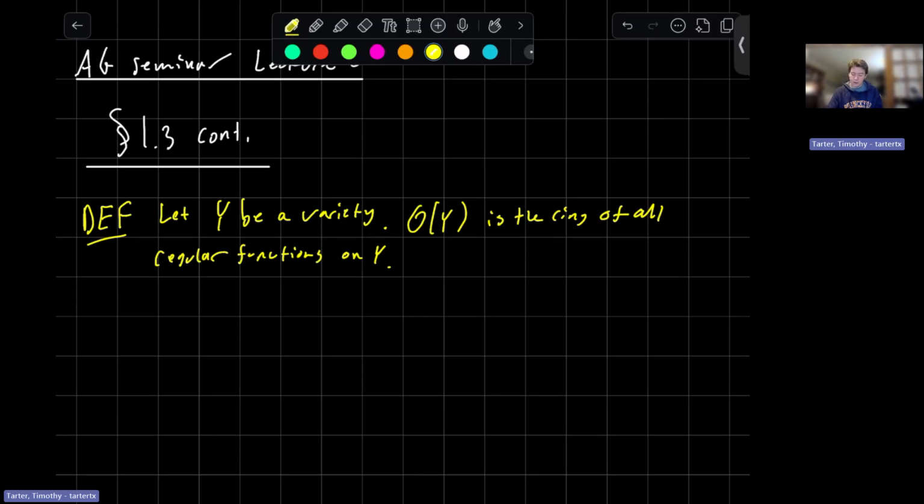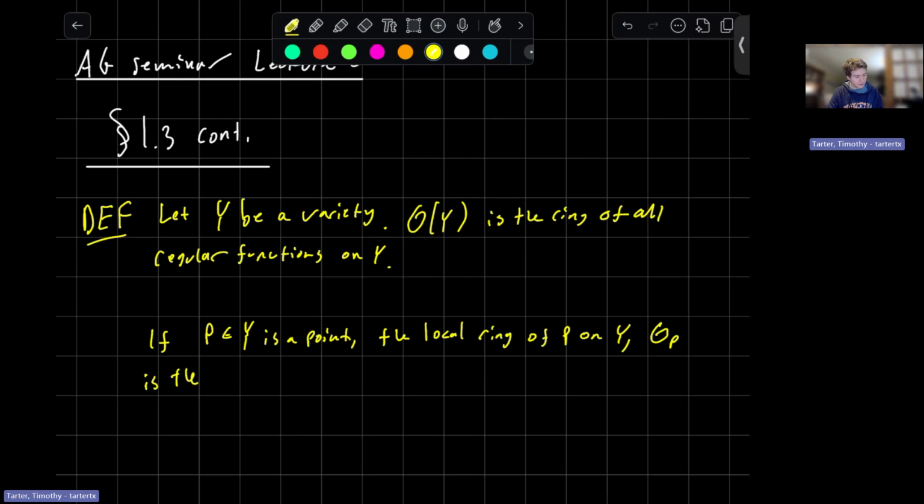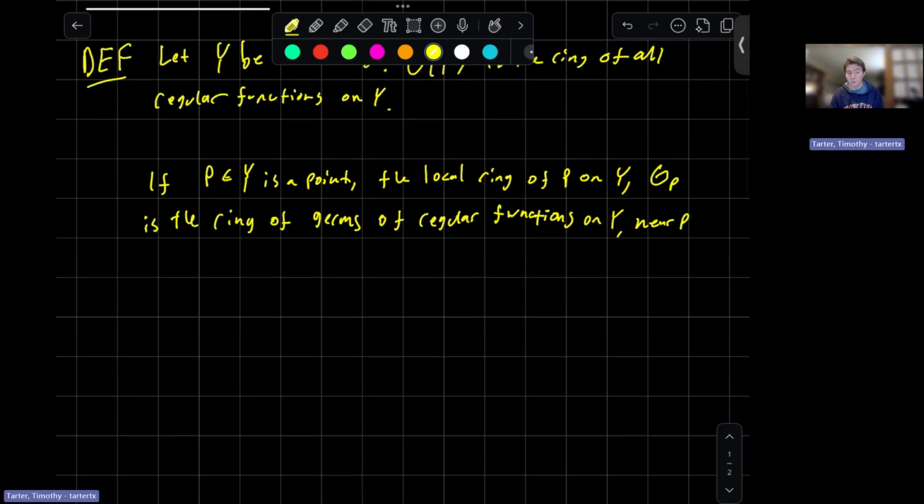And then if P is a point in Y, the local ring of P on Y, O_P, is the ring of germs of regular functions on Y near P. And now, of course, you're asking, well, what is a germ of a regular function?